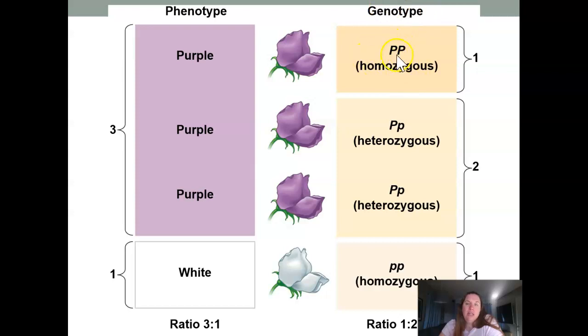If we're homozygous dominant, the flower of the plant will look purple. If they're heterozygous, remember, a heterozygous genotype will lead to that dominant trait being expressed, so they're also going to display as purple. The only time we're going to see a white flower is if the flower's genotype is homozygous recessive, two lowercase p's. So although our genotype is 1 to 2 to 1, our phenotype is 3 to 1, right? 3 purple flowers to 1 white flower.